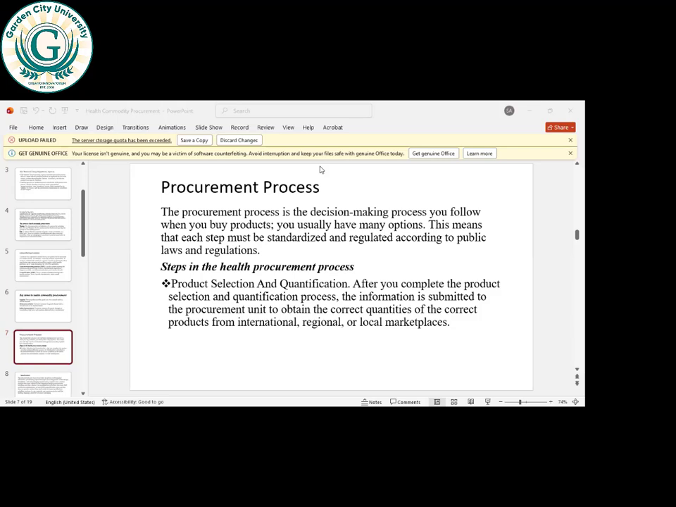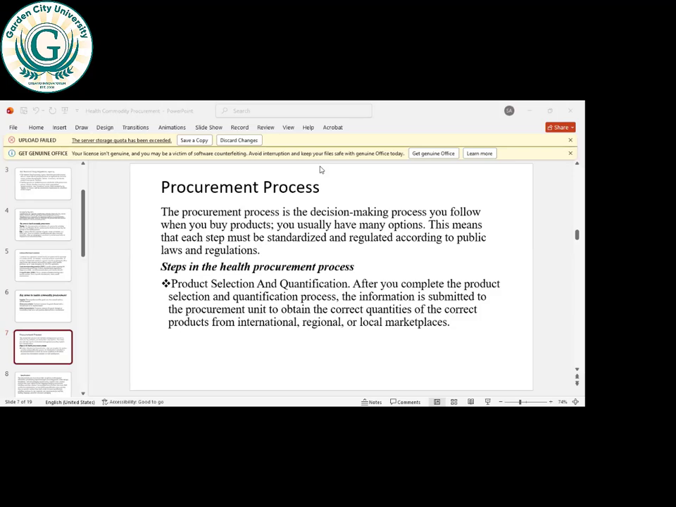The first step is product selection and quantification. Like the definition, you need to tell us which product you want us to procure. As we indicated, those in charge will send you the information that these are the items. The user department will tell you that we need these items, go and procure for us. So they will select and give you the quantities they want before you go ahead. After you complete the product selection and quantification process, the information is submitted to the procurement unit to obtain the correct quantities of the correct product from international, regional, or local marketplaces.